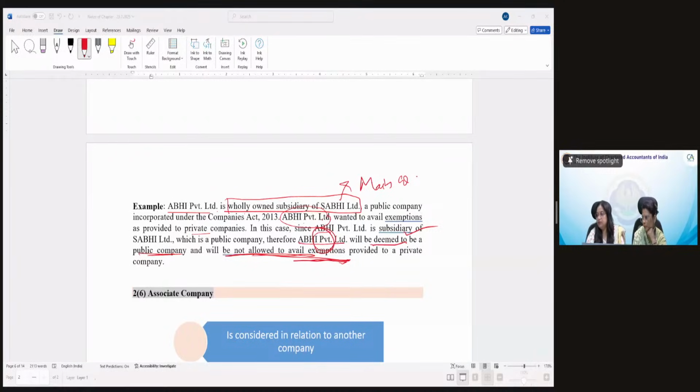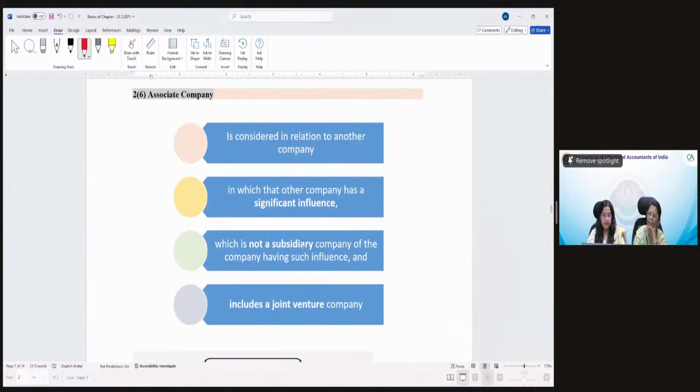But the word to use is deemed. Yes, correct. No, Abhi Limited is a deemed public company. Correct. Very good. So next is your associate company.